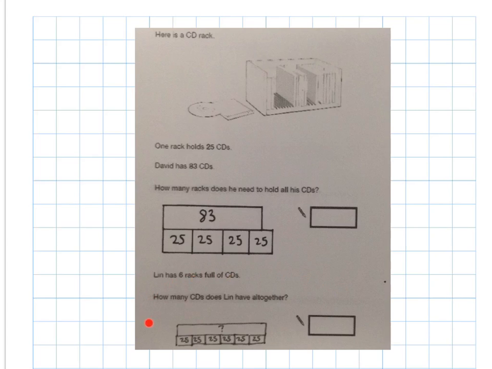If we look at the second problem, very, very similar. 6 full racks of CDs, so you draw 6 full, and you should be able to work out from that bar model what the calculation is you need to work out how many CDs he's got altogether.